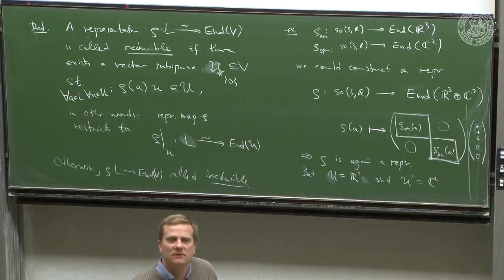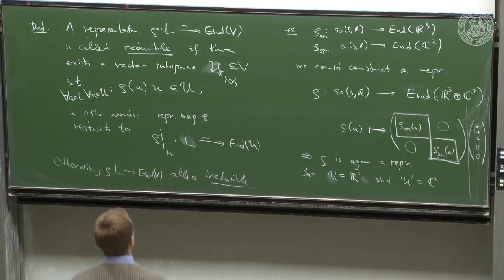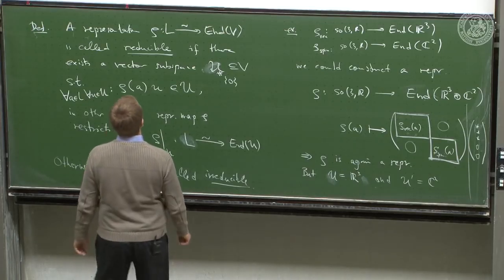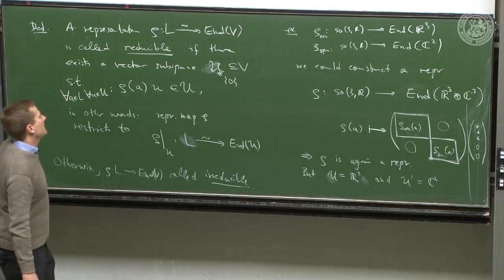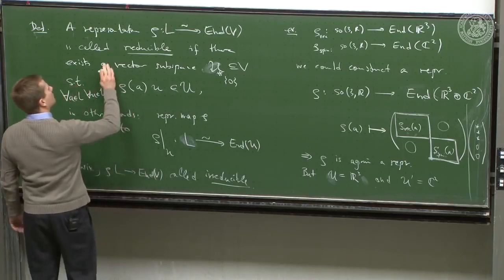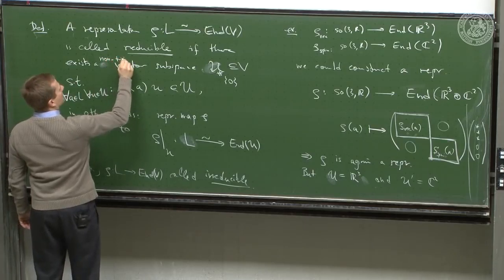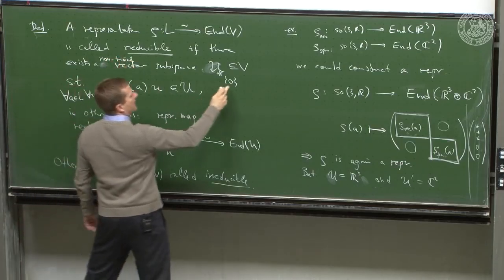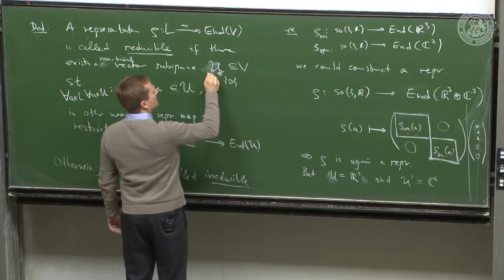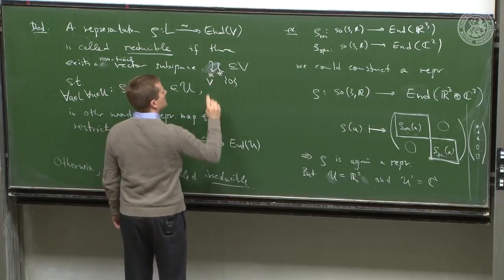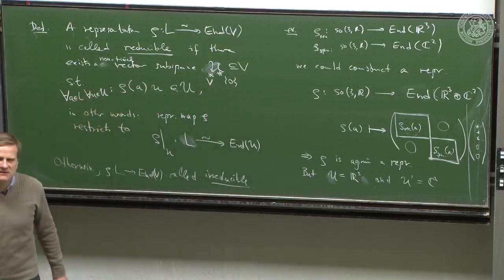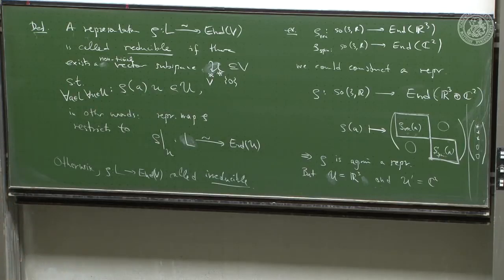Question to reducibility? Yes, should we call it a proper vector subspace, or will we exclude the whole space also? A non-trivial, I should have written non-trivial, and you're right, it doesn't suffice to exclude the zero, you need to exclude the entire space too, because otherwise, yeah, that's right, thank you, that's right.